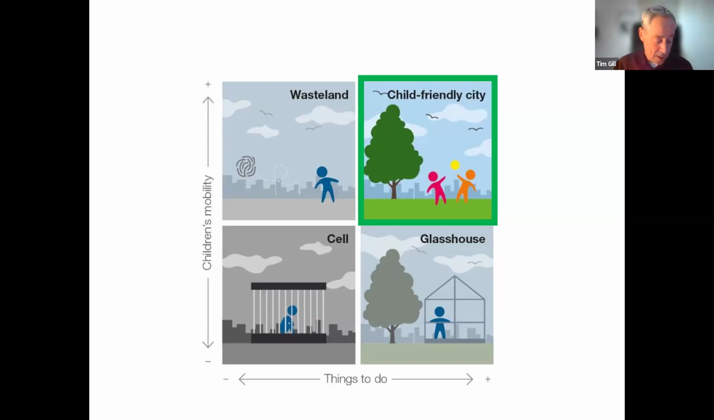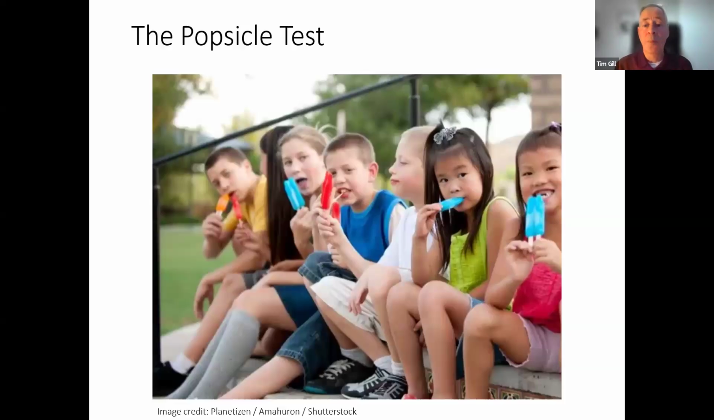And one kind of neat way that planners have tried to conceptualize this vision, a metaphor for it, is the popsicle test. What's the popsicle test, I hear you ask? Okay, it's kind of simple. Imagine that you're the parent of, let's say, an 8-year-old child. Is your neighborhood a neighborhood where you are willing to let your 8-year-old leave your house, get to a corner store and buy a popsicle, and they're able to get back home before the popsicle melts?